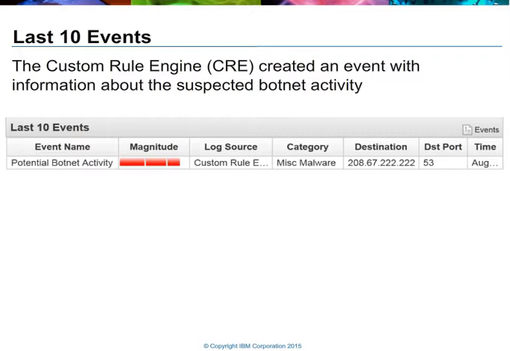You'll notice that the event that is associated with this offense is what we would call a meta event. That is one generated by the rule engine which helps describe a pattern of behavior or traffic it has observed. In this case, an event called potential botnet activity was created.